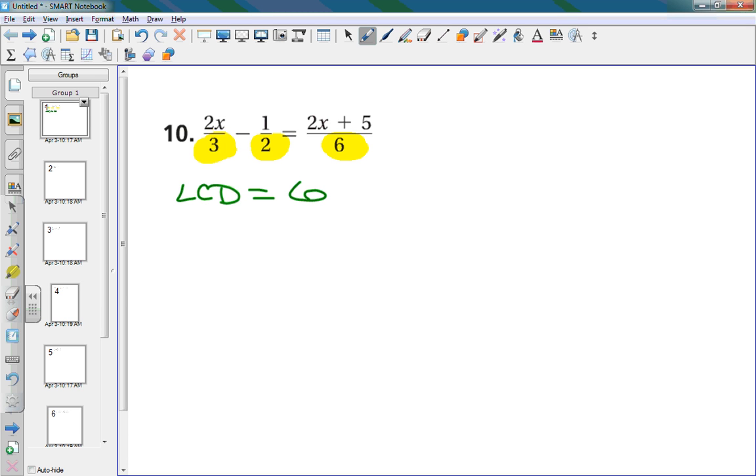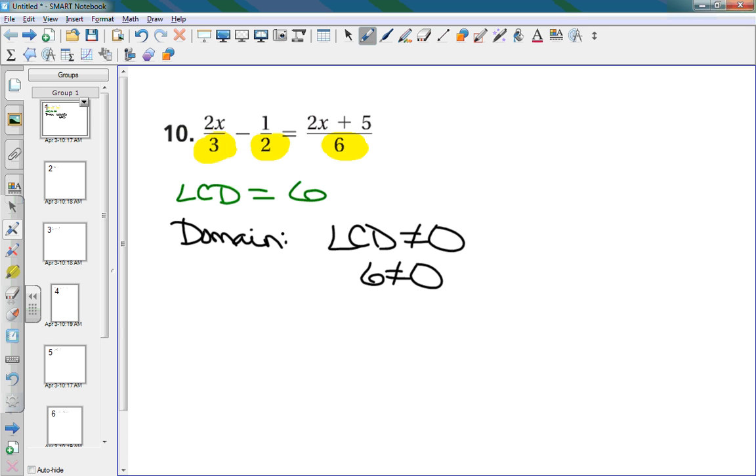As soon as we find our LCD, we then go straight to our domain restrictions. Our domain restrictions come from our LCD not equaling 0. So that means 6 cannot be 0. Well, is that ever going to be an issue? No.